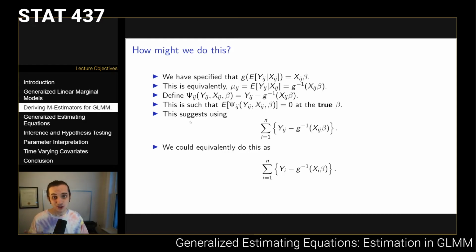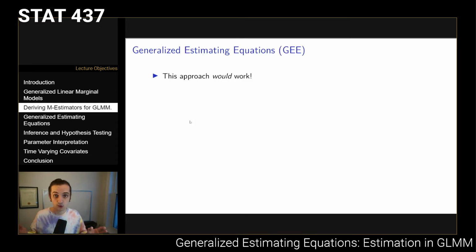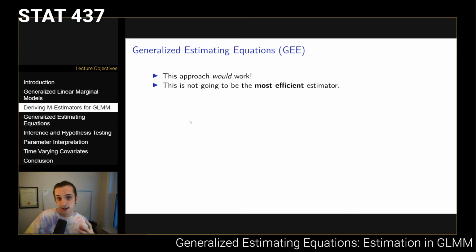Now, in actual fact, we're not going to use this estimator specifically, but it would work, and it's a way that we can think about working from a generalized estimating equation, and that's the estimation technique that we're going to be using. The issue with this is that it's not going to be the most efficient estimator. So if you look at the asymptotic variance of it, it's going to be higher than it needs to be, and that's because we're not using as much information as we might be able to.